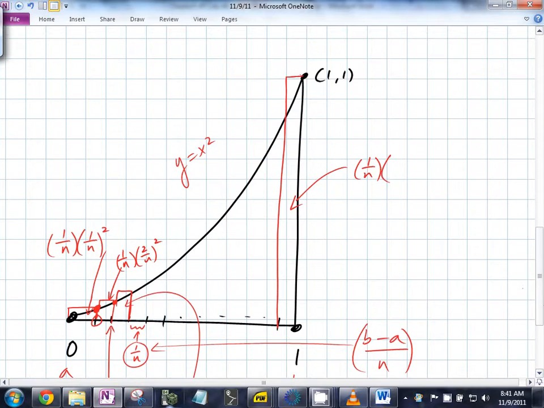N over n squared. What's this one right here, the second to last one? What's the area of this one going to be? 1 over n, what is it? N minus 1 over n squared. Does everybody see that right there, how we figured that out?